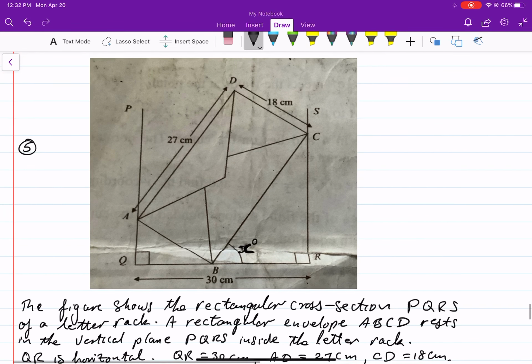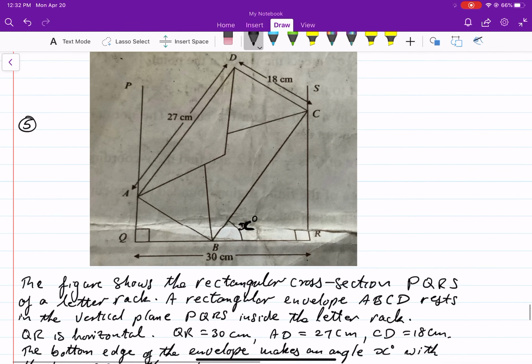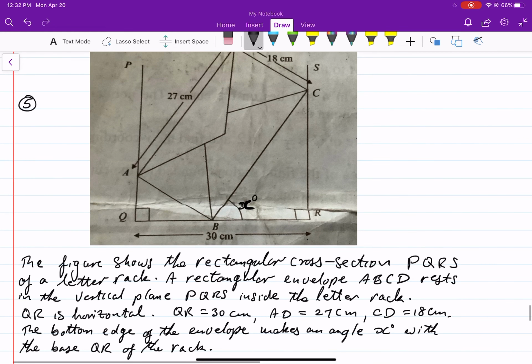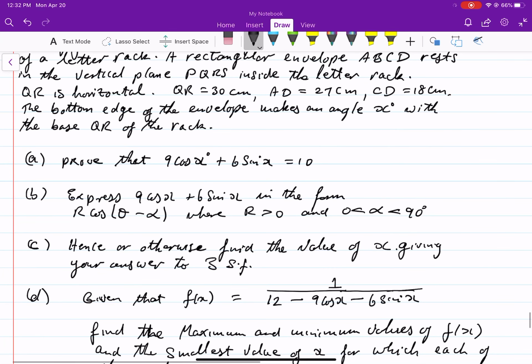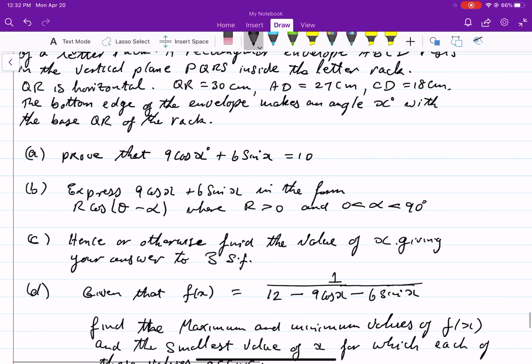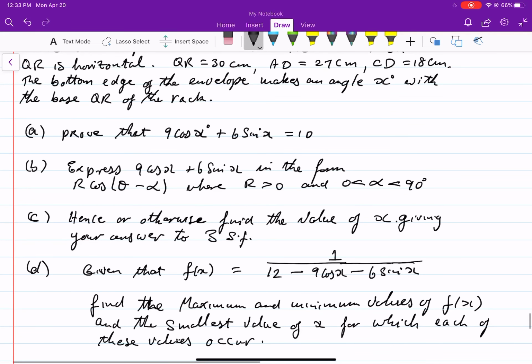This is number 5. Here's the diagram. Yeah, that's the diagram. And then the rest of the problem, what's being asked, up to, where's the end of the problem? There. That's number 5 on its own. Nice problem.